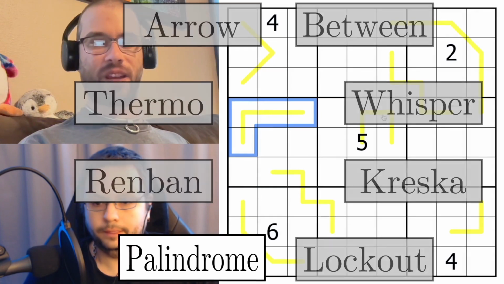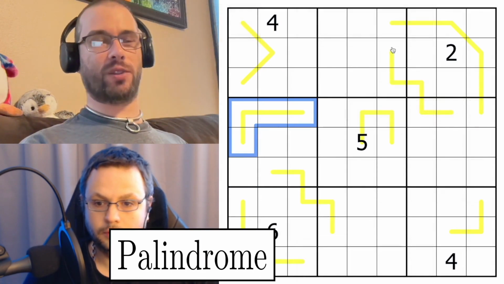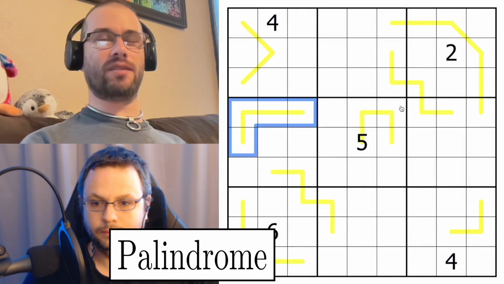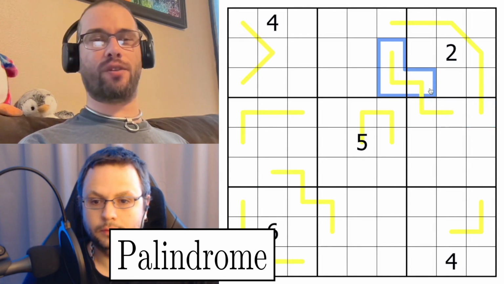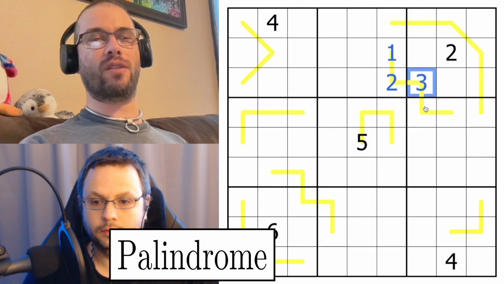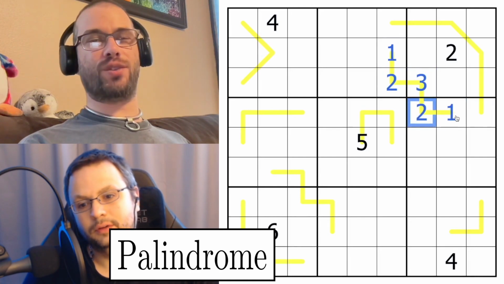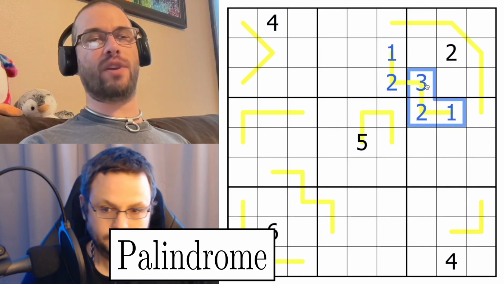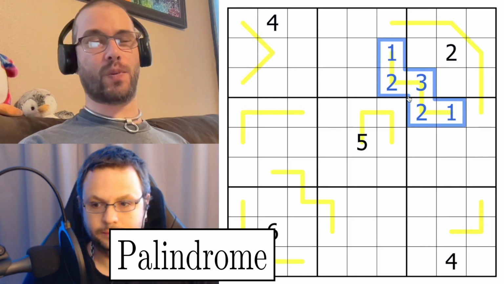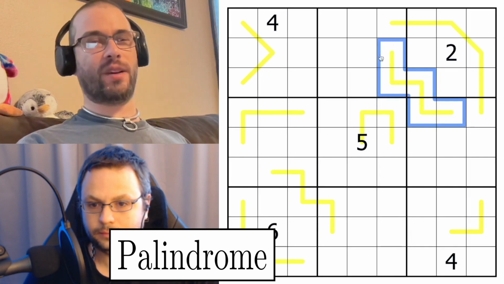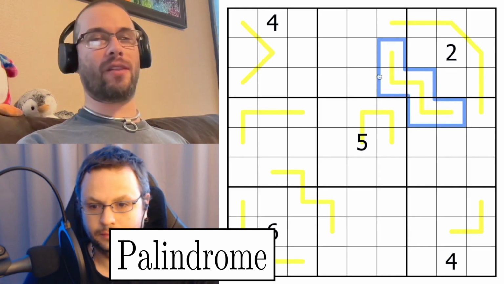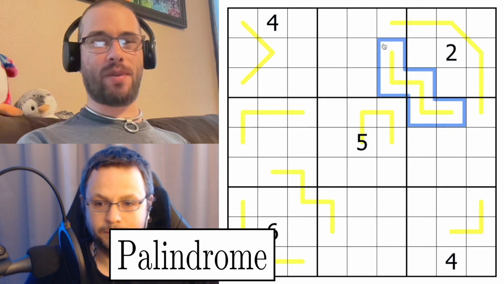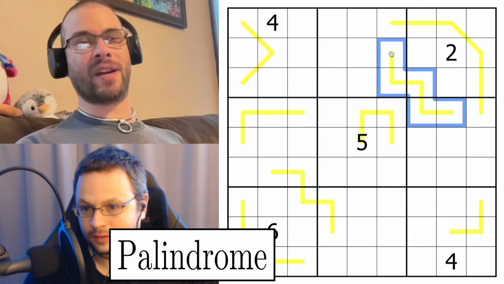The next constraint type is a palindrome, which is pretty simple. Along a palindrome, if you read the digits along, it reads the same in both directions. So 1, 2, 3, 2, 1. If you read it in this direction, it's 1, 2, 3, 2, 1. If you read it in this direction, it's 1, 2, 3, 2, 1. And I actually observed something interesting about palindromes, and I think that might be a place to start, but we'll talk about it in a minute.